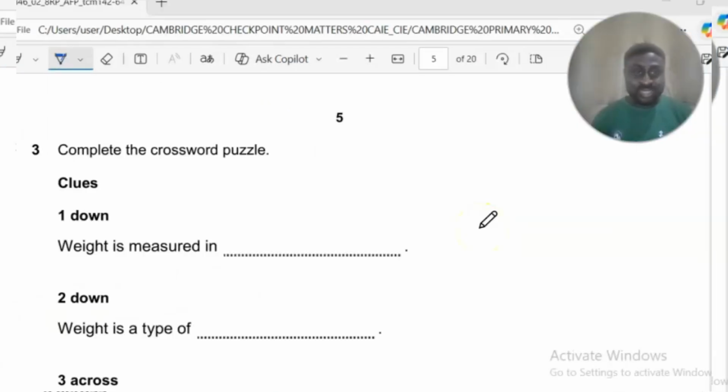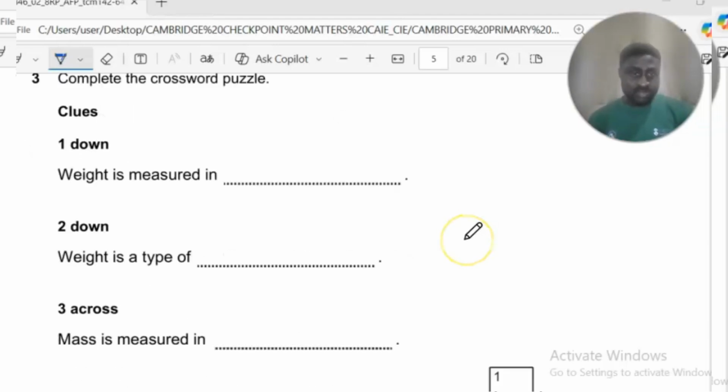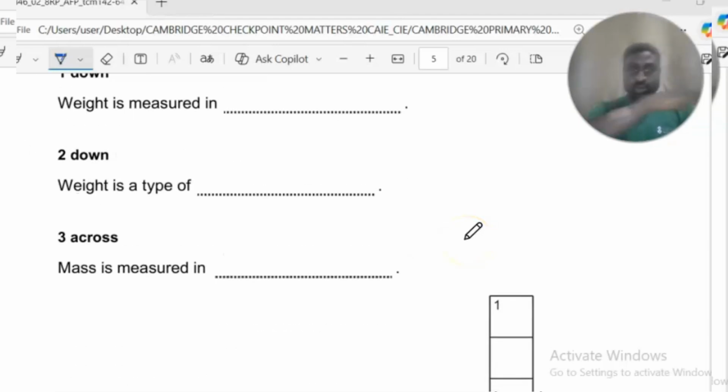Moving to question 3, complete the crossword puzzle. There are clues. Number 1 down on the puzzle, weight is measured in dash. Number 2 down the puzzle, that's vertically down, weight is a type of dash. We need to complete the blank space. Then question 3 is across. That's horizontally across the puzzle. Mass is measured in dash.